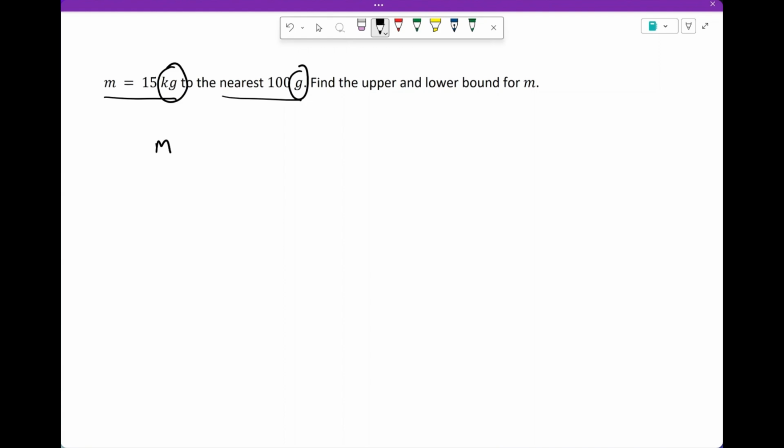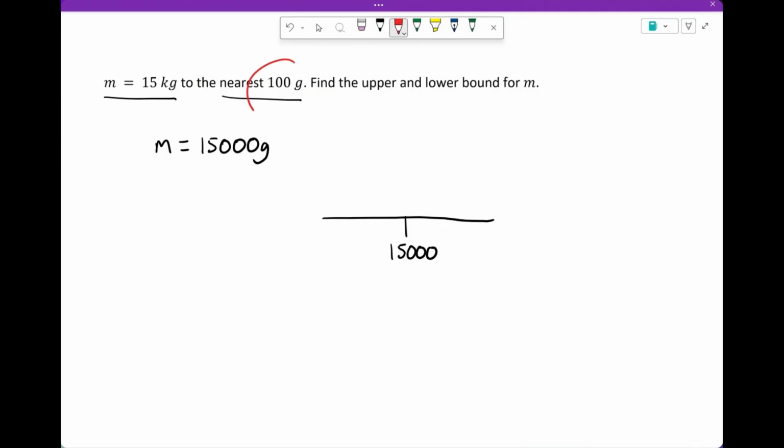So for m, we're going to convert 15 kilograms into grams. So we need to times by 1,000. So we get 15,000 grams like that. Now the units are the same, so let's focus on our quantities in grams. So I'm going to draw my number line, and the 15,000 goes in the middle. Then given that our degree of accuracy is 100 grams, we're going to add 100, which gives me 15,100. And we're going to subtract 100 from 15,000, so we get 14,900. Now our upper and lower bound are our midpoints, so this value here and this value here.